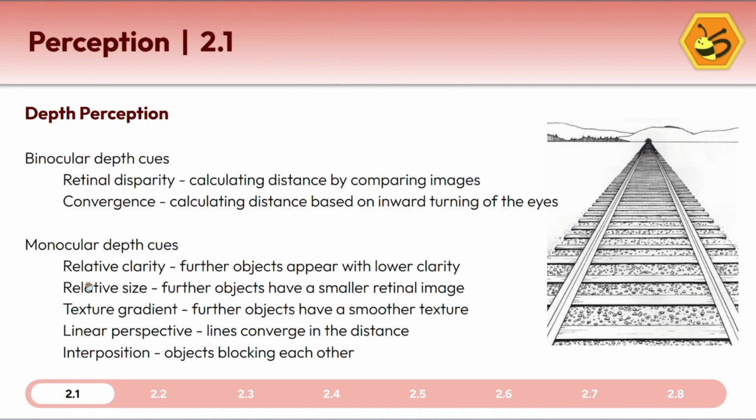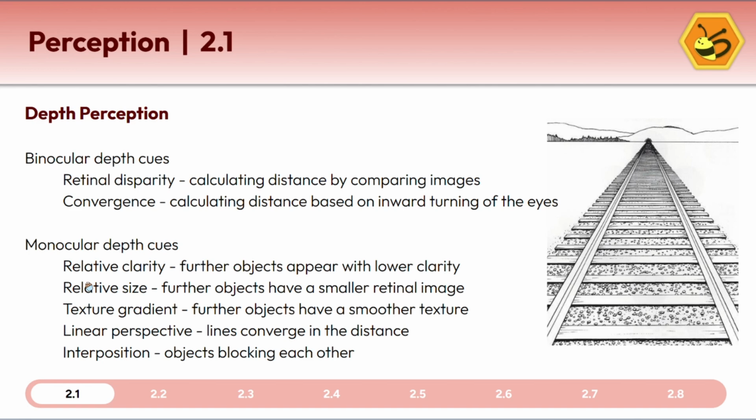Okay. Binocular depth cues depend on the use of both of your eyes. For example, retinal disparity is when your brain calculates the distance of an item by comparing the two retinal images. The greater the difference, the closer the item is. Convergence is a binocular depth cue where the brain calculates the distance of an item by looking at the angle of how much your eyes turned inwards.